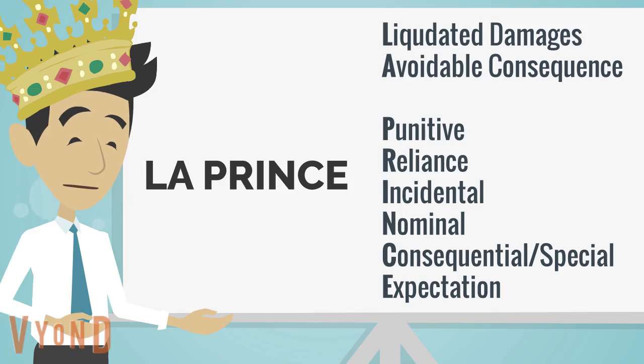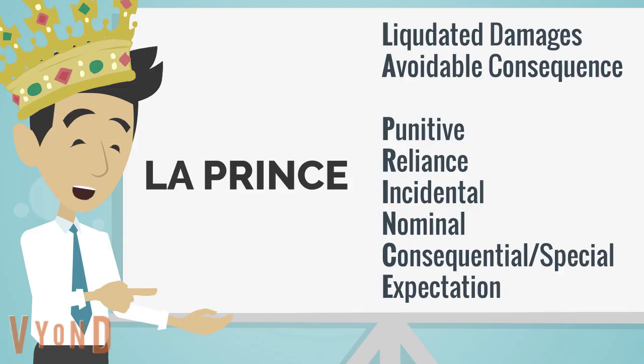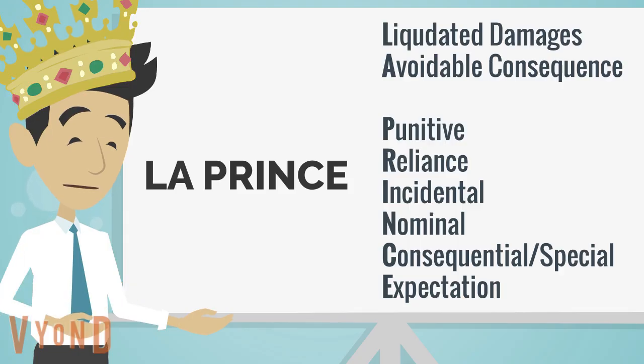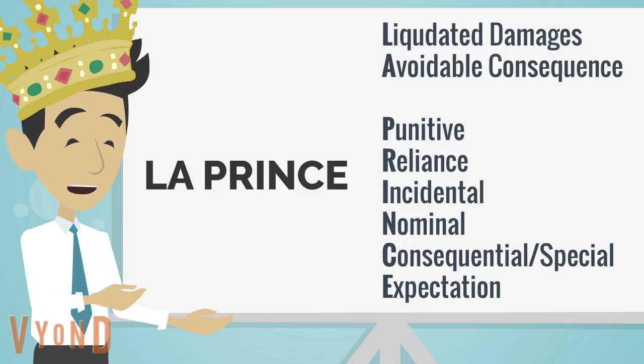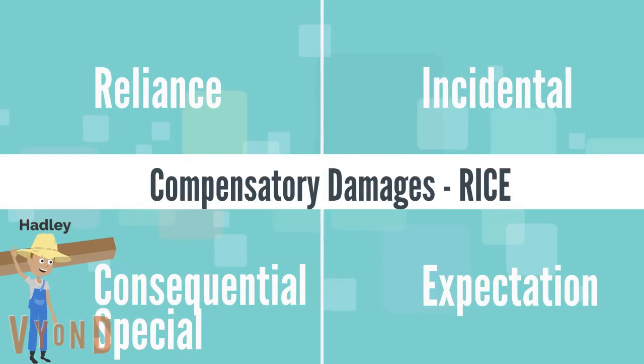L for liquidated damages. A for avoidable consequences. P for punitive. R for reliance. I for incidental. N for nominal, C for consequential, and E for expectation. LA Prince. A secondary grouping you may have heard of is under the category of compensatory damages. These are damages that are designed to put the non-breaching party in the same position prior to the contract being made. These include the expectation, reliance, consequential, and incidental damages, which can be recalled using RICE as a memory device. Reliance, incidental, consequential, and expectation.